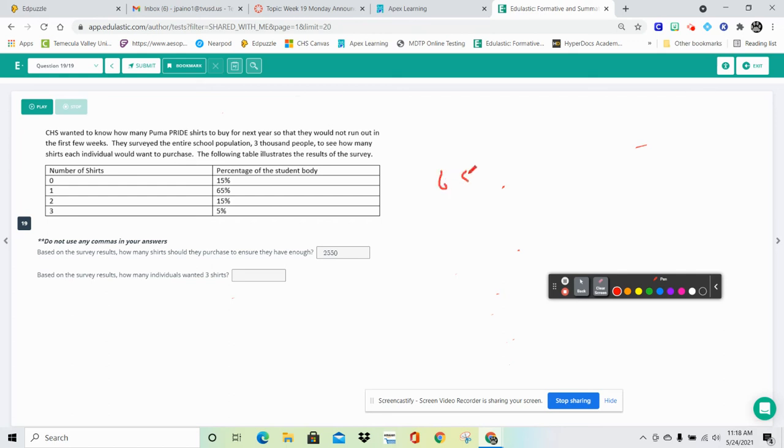So again, we'll just do that work again, but with 65. So that's 65 over 100 times 3,000. Right? So 1,950 people are going to order one shirt. Okay, 15%, that's going to be 450, but times 2, right? So 450 people are going to get 2 shirts, so that's going to be 900 shirts.